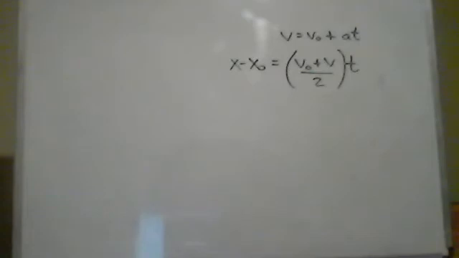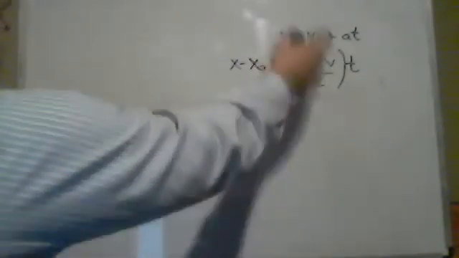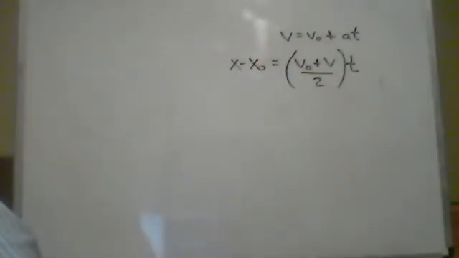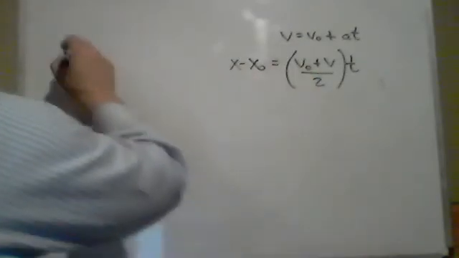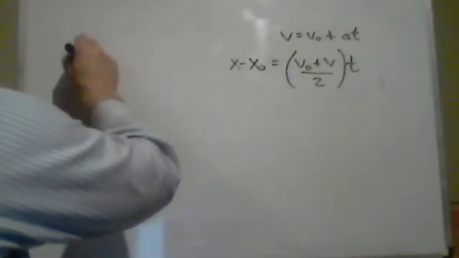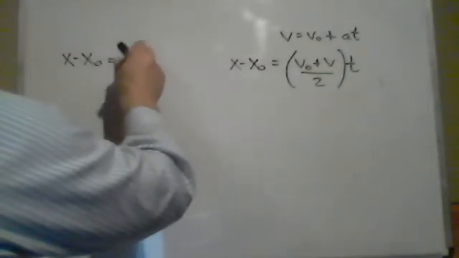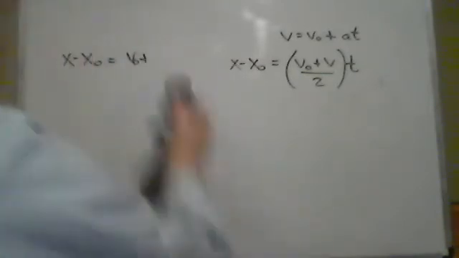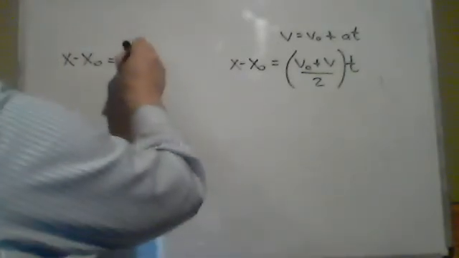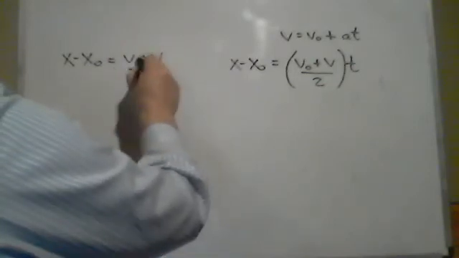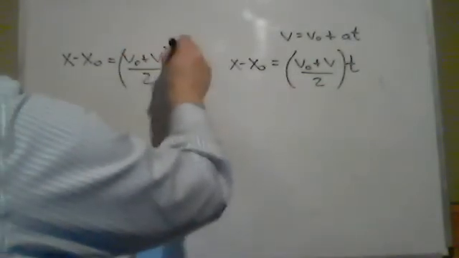Again, it gives you a toolbox of equations to govern kinematics, basically objects in motion. What happens if I combine these 2 equations? I have these 2 kinematic equations for constant acceleration. So let's rewrite this one over here. I have X minus X naught is V naught plus V all divided by 2, all of this multiplied by the time.